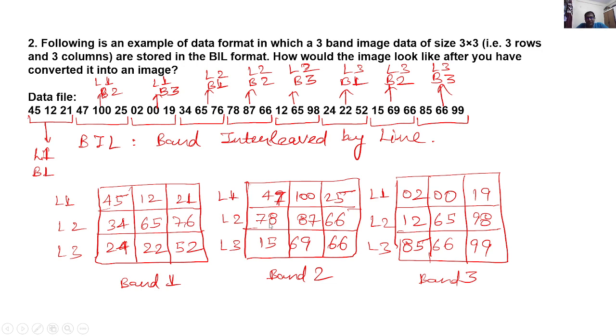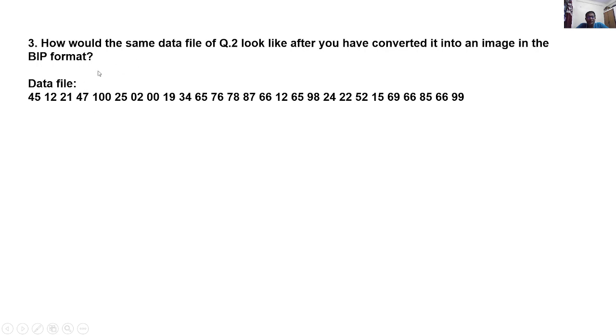Let's solve the same question, but in question number 3 we would be storing it in the BIP format. BIP format is band interleaved by pixel. We know that there are 3 common data storage types: BIL, BIP, and BSQ. BSQ is band sequential. I intended to take examples which would illustrate all 3 types to you. So the second one is BIP, band interleaved by pixel.